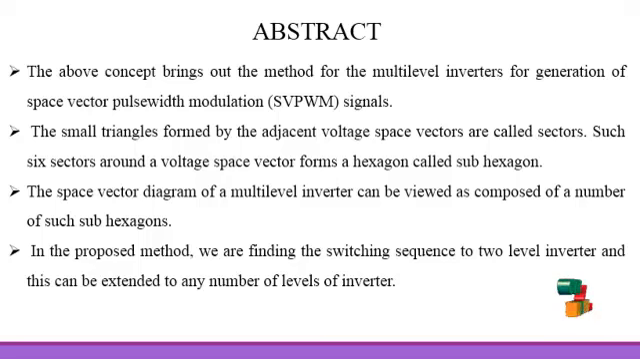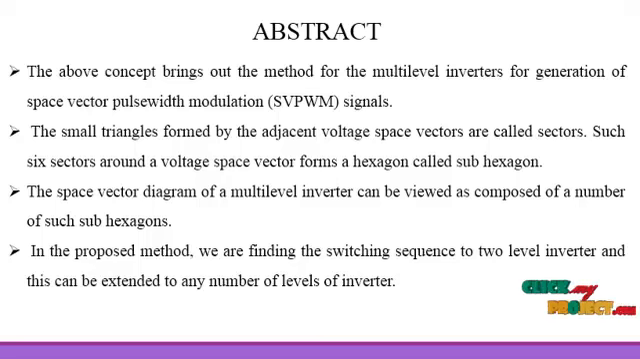The abstract: the above concept brings out a method for multi-level inverters for generation of space vector pulse width modulation signals. The small triangles formed by the adjacent voltage space vectors are called sectors. Six such sectors around a voltage space vector form a hexagon. Around a voltage space vector, these form subhexagons. The space vector diagram of a multi-level inverter can be viewed as composed of a number of such subhexagons.